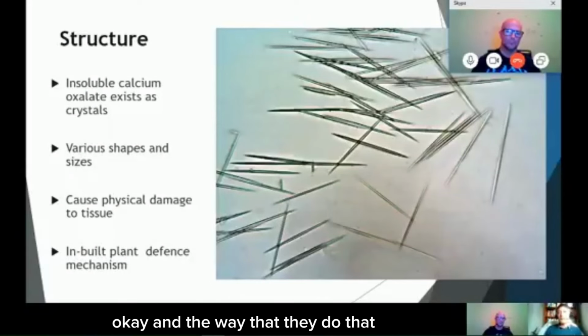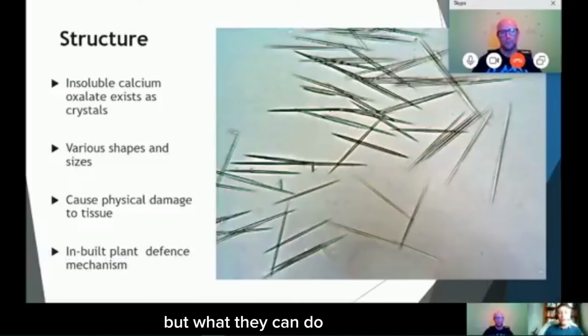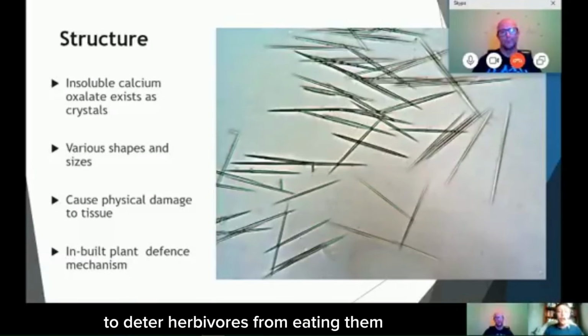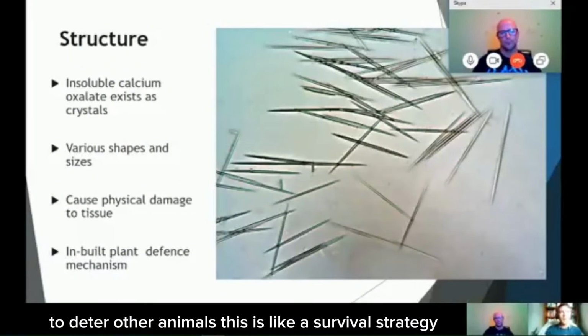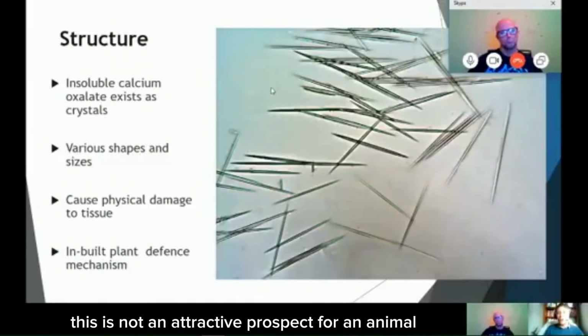Okay. And the way that they do that, they can't run away with their legs. They can't fight you off. They can't bite you. But what they can do is operate on a biochemical or physical level to deter herbivores from eating them, to deter other animals. And this is like a survival strategy. Because of these structural qualities, because it's so spiky, this is not an attractive prospect for an animal who's going to eat it.